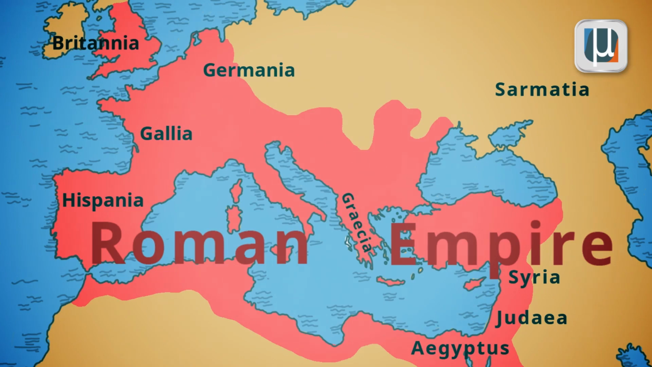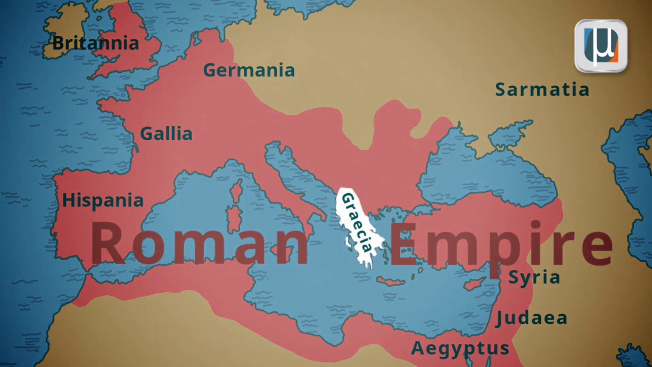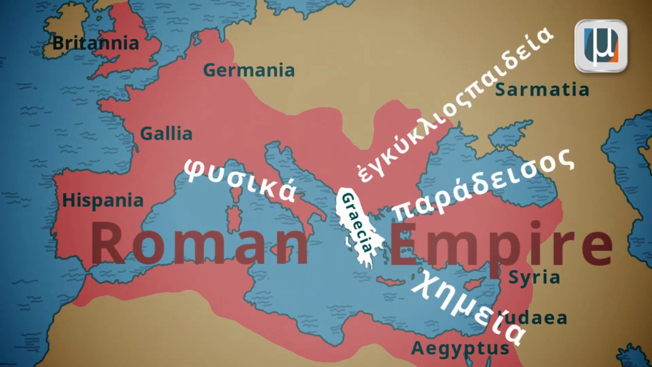Greece had always been highly developed in many spheres of life. Logically, Romans copied lots of things from Greeks and circulated this knowledge within the empire and beyond. Physics, alchemy, paradise, encyclopedia, cathedra are derived from Greek.